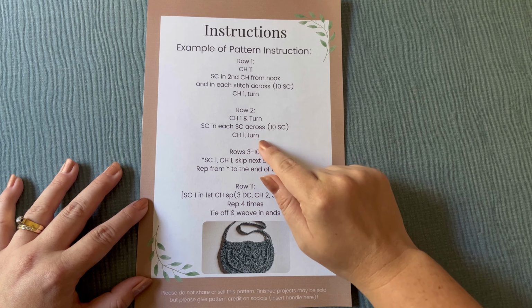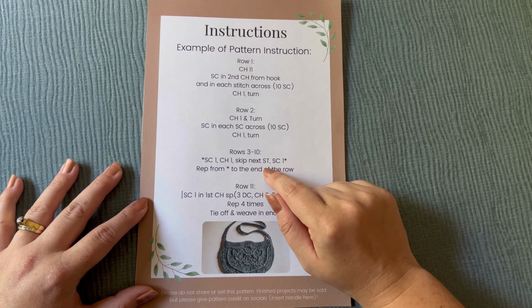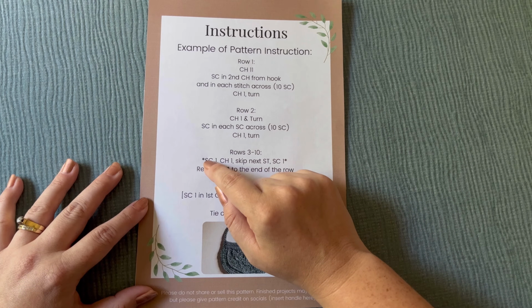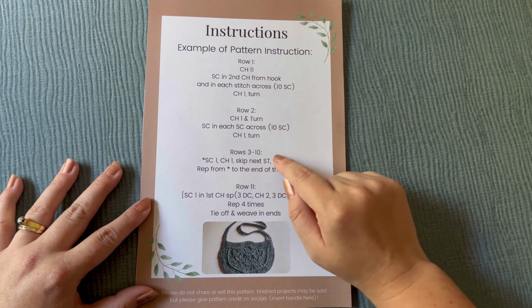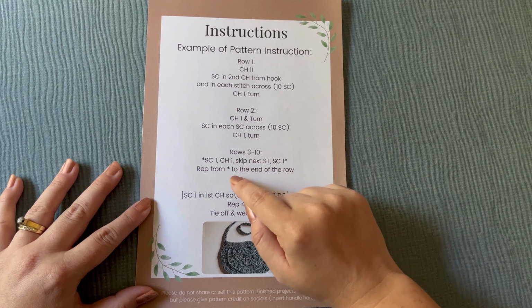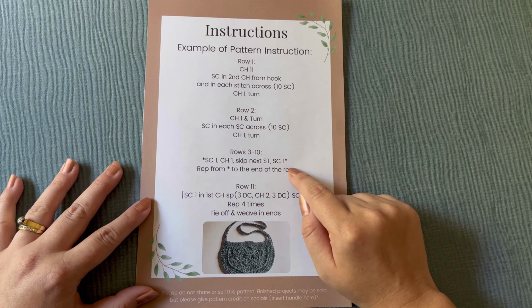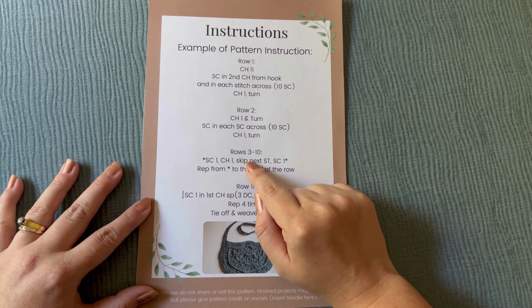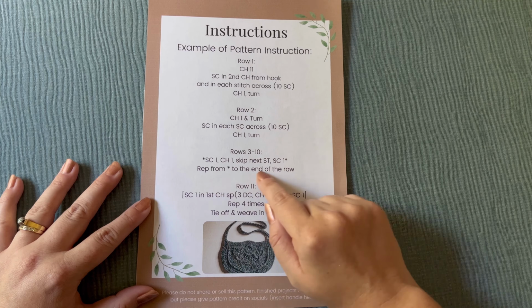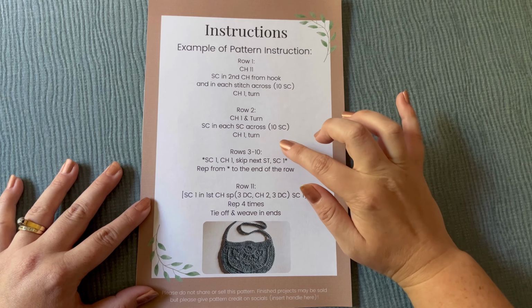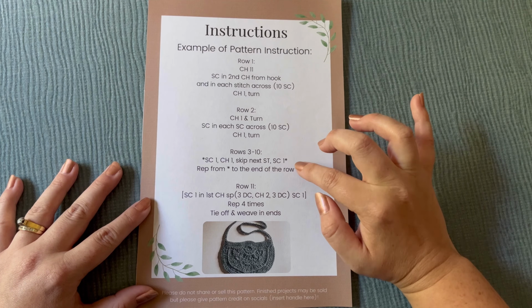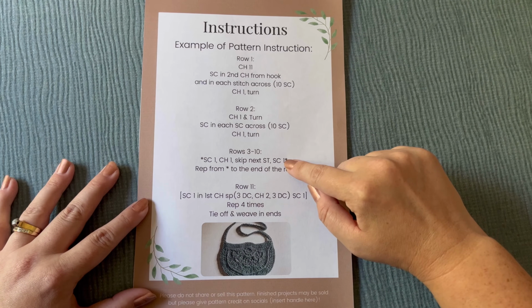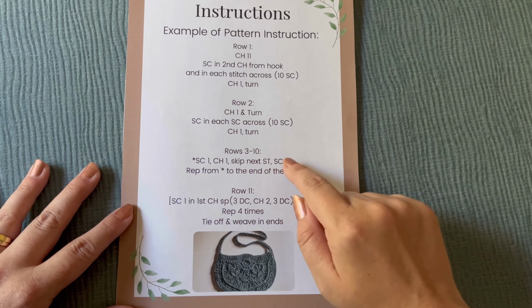Chain 1 and turn. Now for rows 3 through 10, we get into a little bit more complex reading because it's using asterisks. So for the asterisks, that means that you are repeating anything between the two asterisks more than one time, usually to the end of the row, unless otherwise stated. So it says single crochet 1, chain 1, skip next stitch, single crochet 1, repeat from star to the end of the row. Now technically, this is actually a stitch called moss stitch or linen stitch, and this is just an example of how someone would use these asterisks to have you repeat instructions.